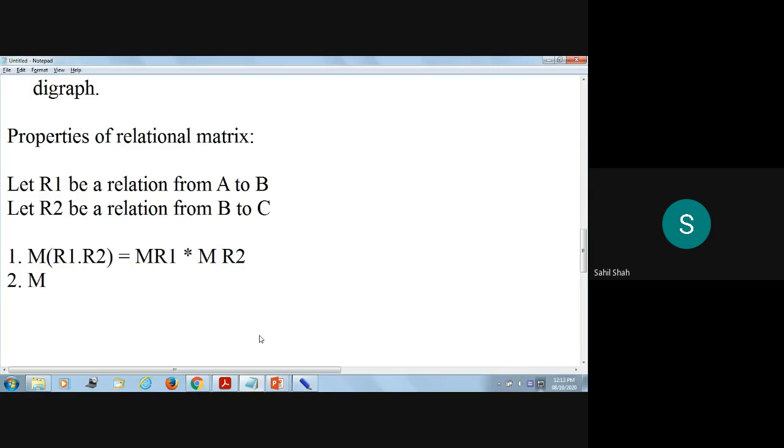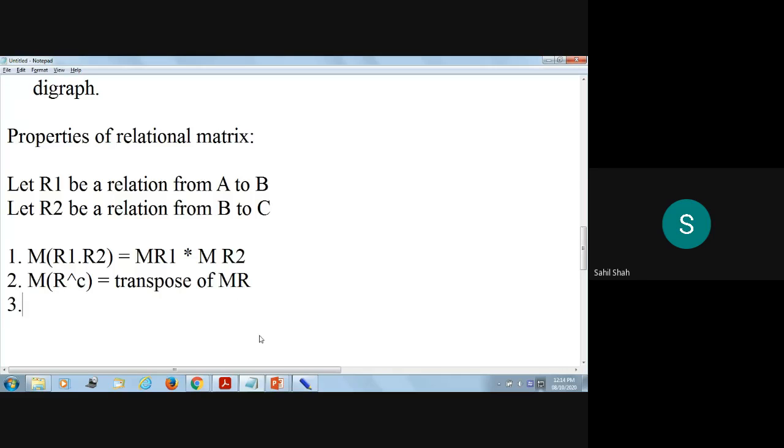M of any R converse is equal to the transpose of M of R. R should be in suffix.